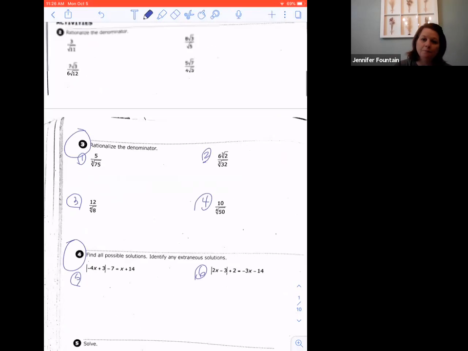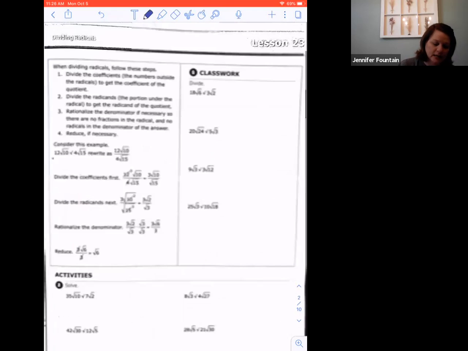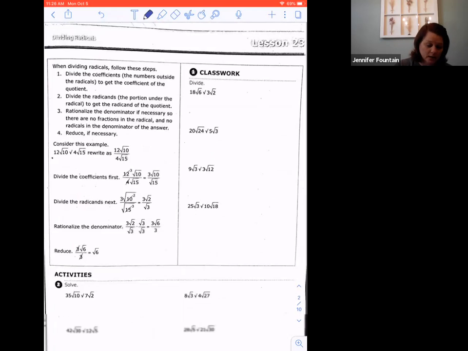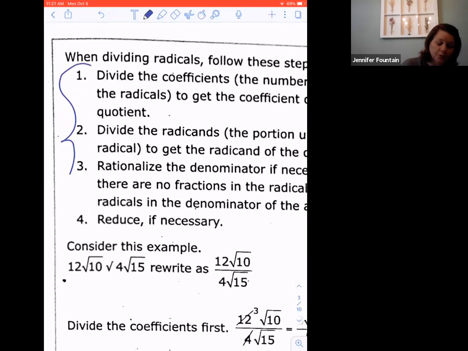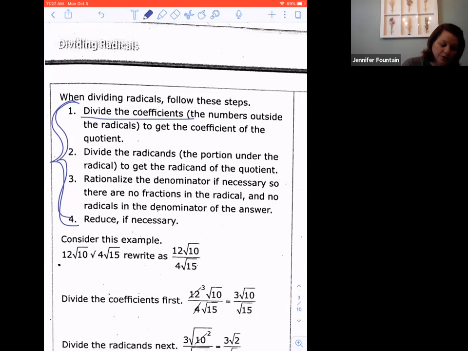Any questions about that? All right, then lesson 23 is where we had started, and we're going to go ahead and review and pick back up where we left off. So notice where this is written out, 1, 2, 3, 4. When you do your lesson notes, that's what you're going to write in your lesson notes, okay? So when you head your paper, you put your heading on it, and you write lesson notes, that's what you're going to write. Divide the coefficients.